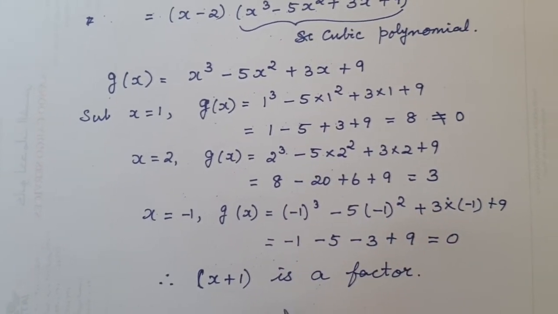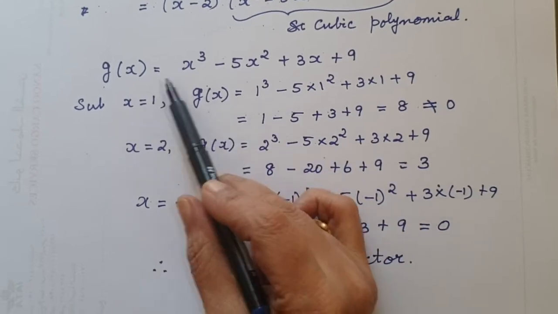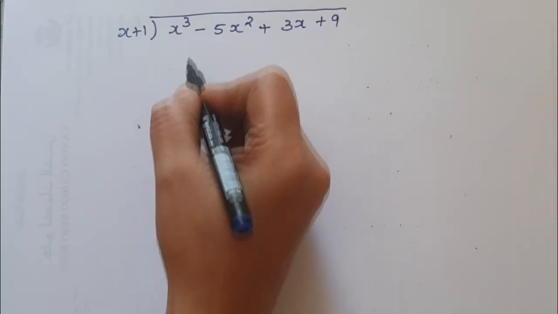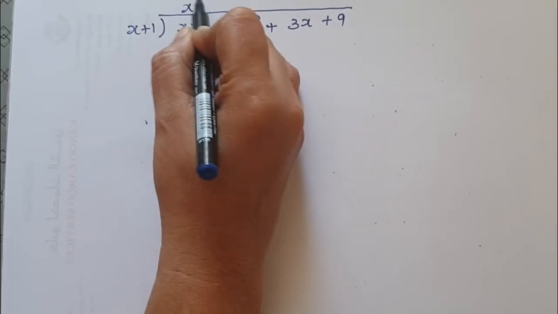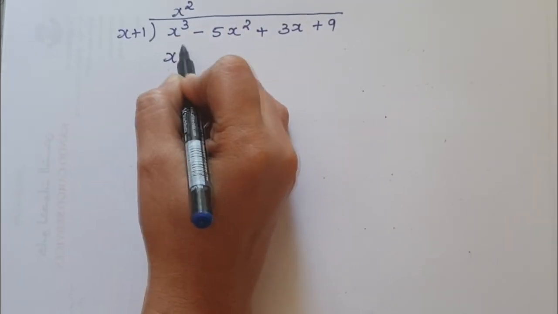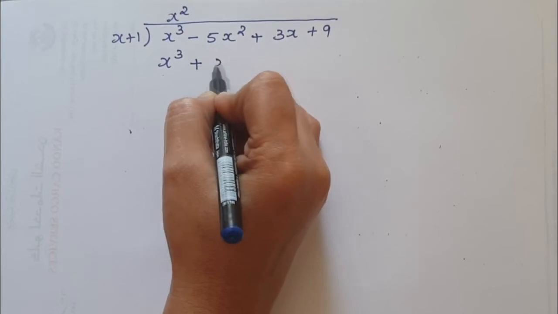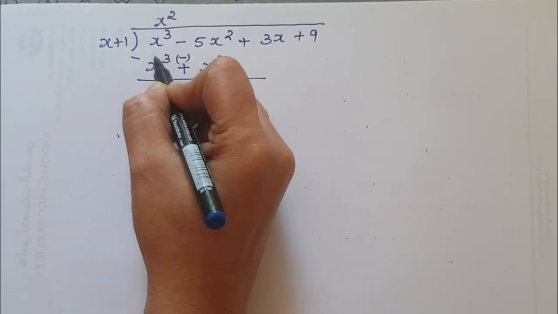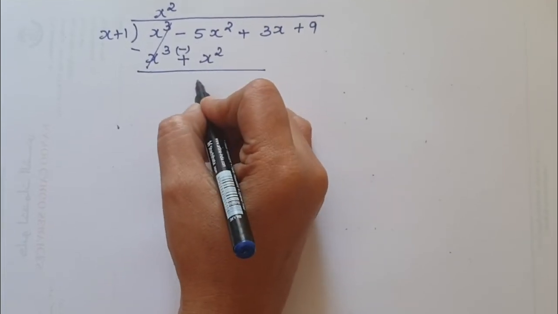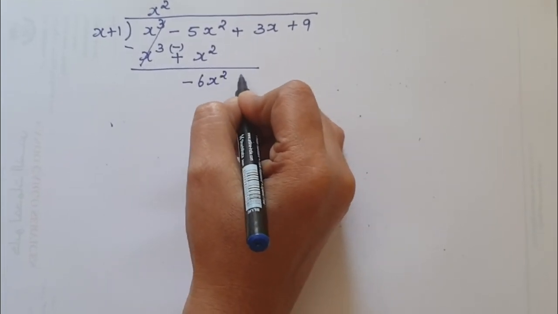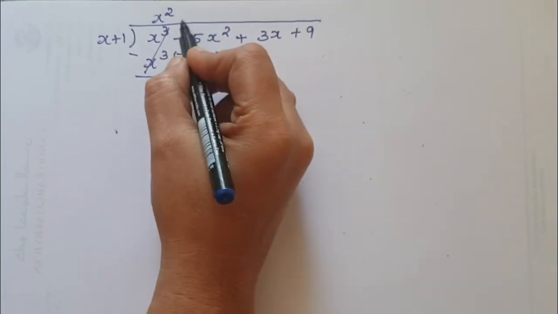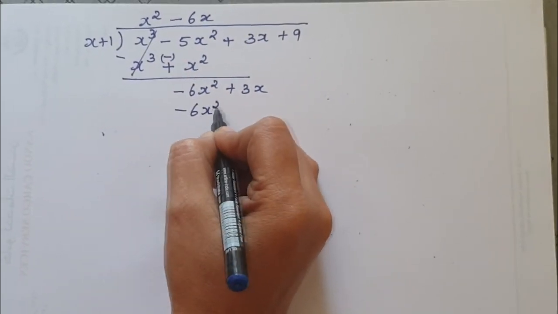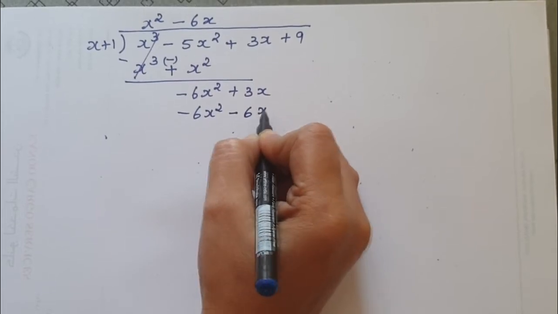Now we go on with the long division. With this expression g of x, now we will divide by x plus 1. Now we multiply by x squared: x squared multiplied by x is x cube plus x squared. Now as usual we subtract, so this gets cancelled, this will give us minus 6x squared plus 3x. So minus 6x you multiply with, so you get minus 6x squared minus 6x.